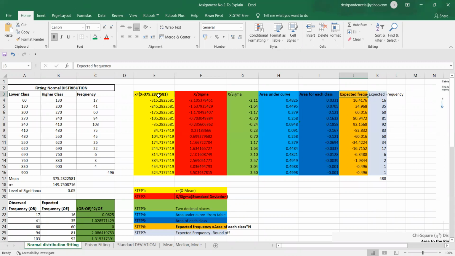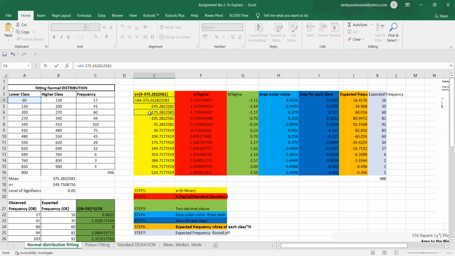Now the first step is to find out X. What is X? X is nothing but, as you can see here in the color coding, X minus mean. X is nothing but your frequency. No, X is nothing but your lower class. Correct? This is the capital X minus the mean. As you can see here, A4 minus 375.2822581. This is your mean which you have calculated earlier, and A4 is nothing but your lower class. So you are going to find out X.